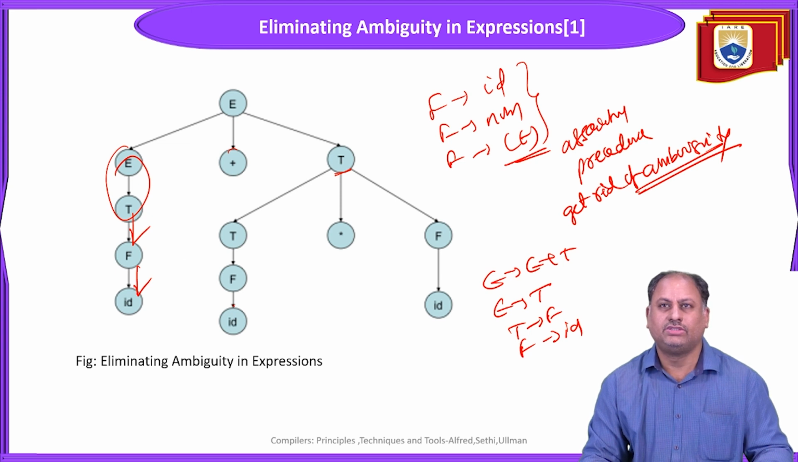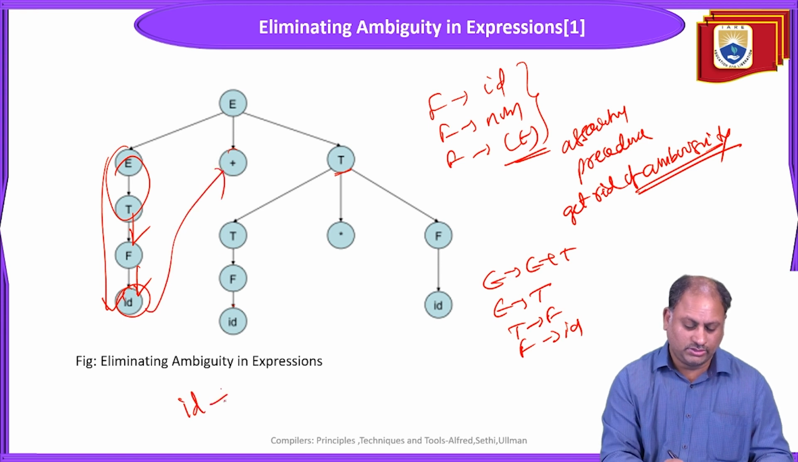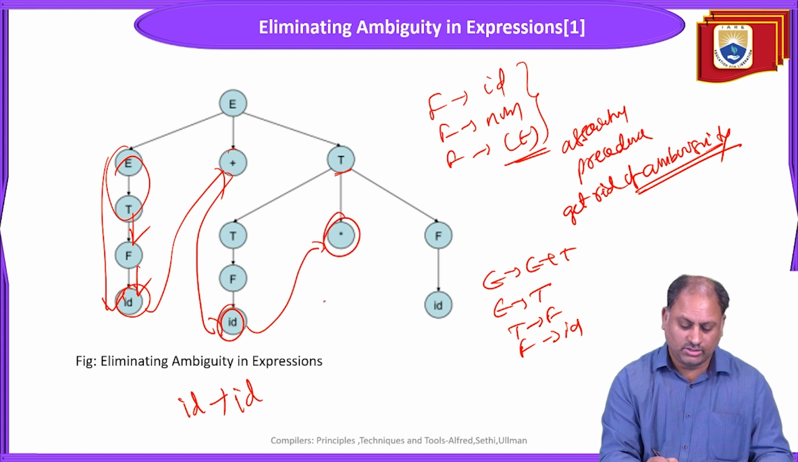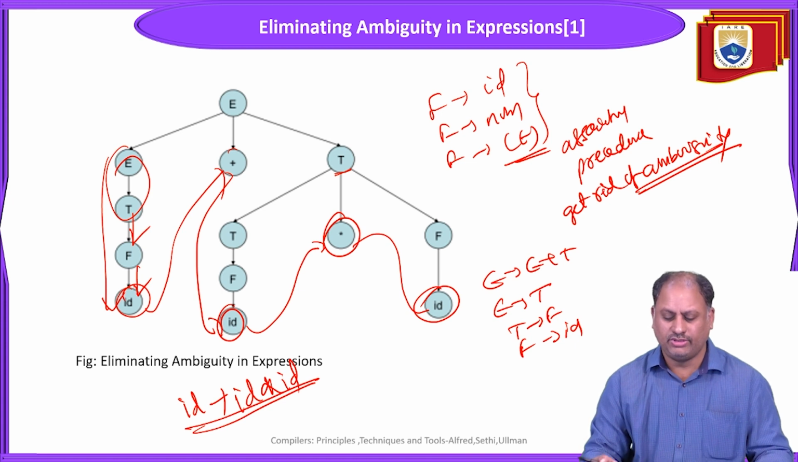In this case, no second leftmost derivation exists for this same string. Here the leftmost is ID, and then plus, and then ID, and then we move to the node, that is star, and then the leaf node, that is ID. So the given string ID plus ID star ID can be obtained by applying associativity and precedence, which eliminates ambiguity.